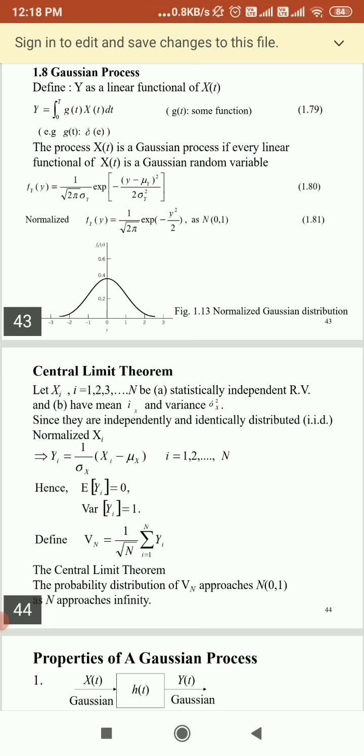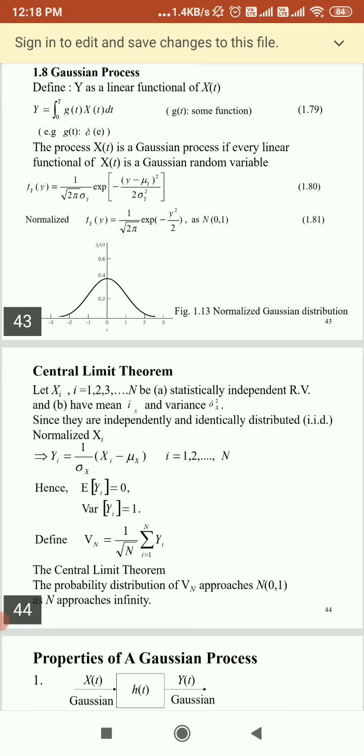So we can write here f y equal to 1 upon square root of 2 pi sigma y, or you can write 1 upon square root of 2 pi into sigma y, into e to the power minus (y minus mu y) square upon 2 sigma y square.